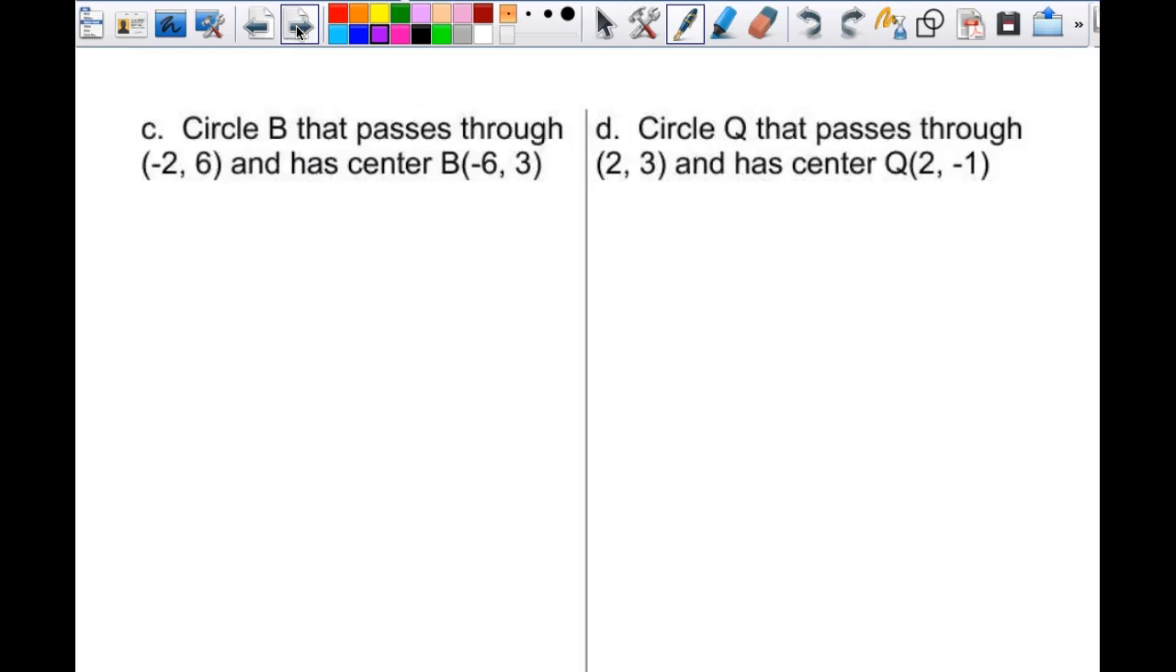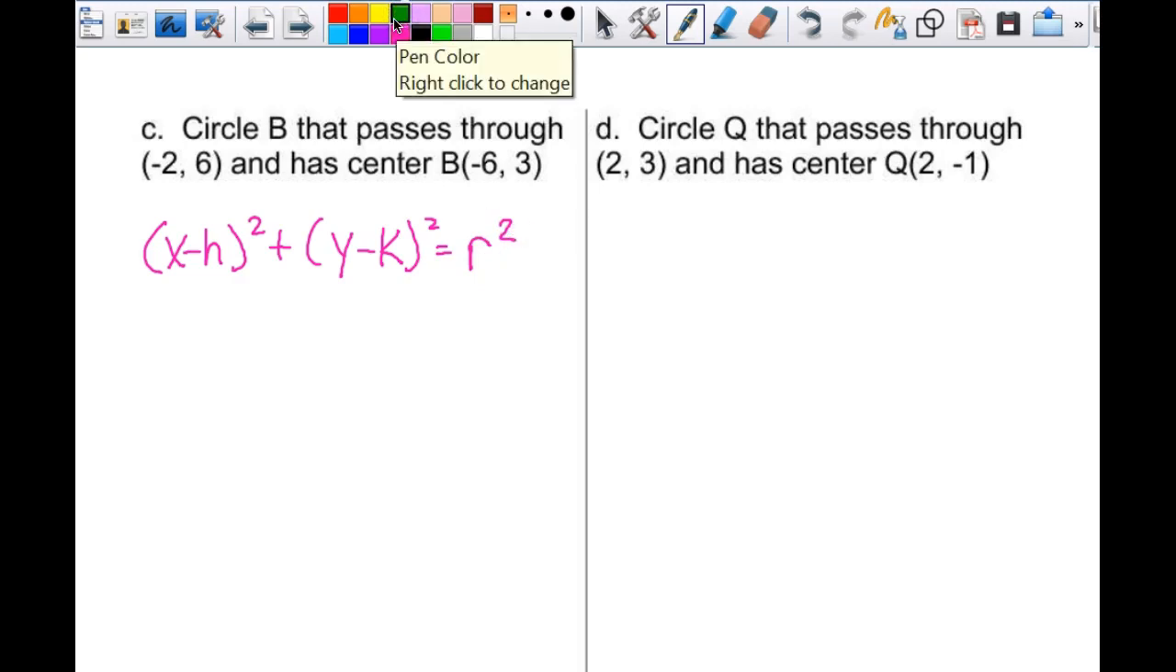So this next one says we are going to write the equation of circle B that passes through (negative 2, 6) and has the center of (negative 6, 3). All right, so I'm going to write my equation. We've got (x minus h) squared plus (y minus k) squared equals r squared. And did they give me the center? Yes. And so this is my center here, so this is h, k. Did they give me the radius? No. But they gave me this (negative 2, 6). So what is that? x, y, because that's some point on the circle, right?